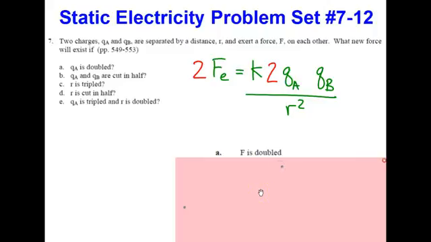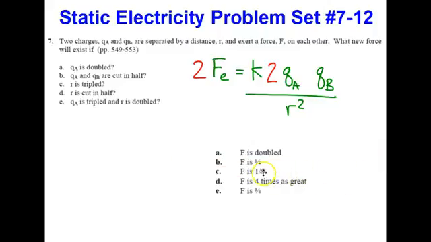I'm going to give you the rest of the answers here for B, C, D, and E. If you do not understand why these are the answers, make sure you ask in class tomorrow. So for B, if QA and QB are cut in half, F would end up being 1/4 as great. If R is tripled, F would be 1/9 as great. If R is cut in half, F would be 4 times greater. And if QA is tripled and R is doubled, that would be an impact on F that is 3/4 its original value. All right, let's move on to number 8.